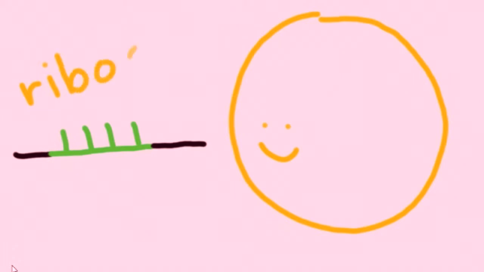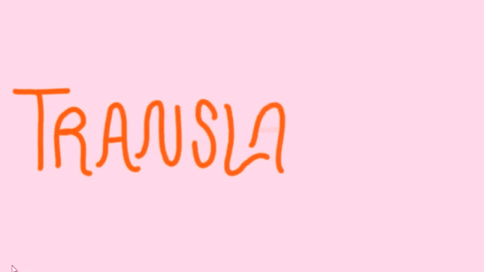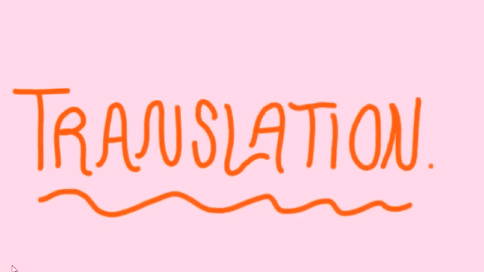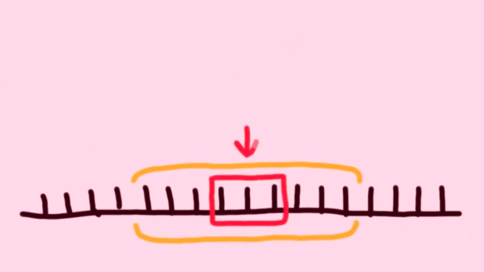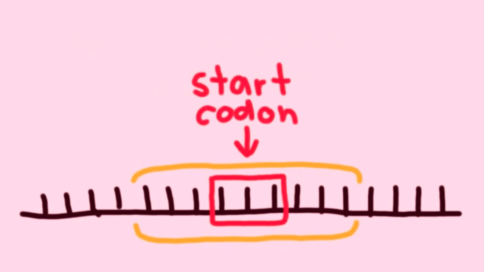Here, the mRNA finds a ribosome. This is when translation begins. The first step of translation is initiation. In initiation, the mRNA binds to the small ribosomal subunit of the ribosome. This occurs when a start codon is read.